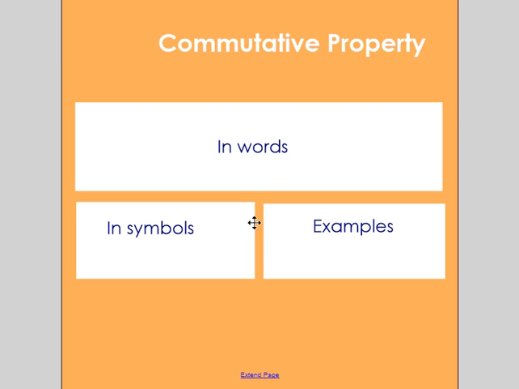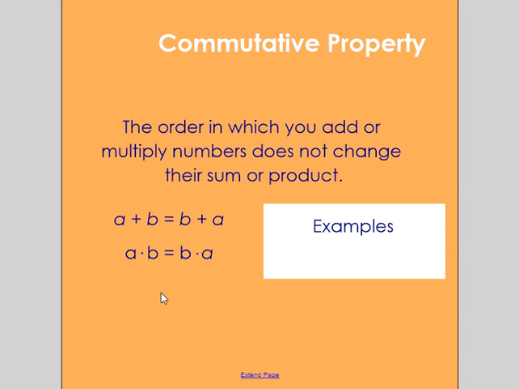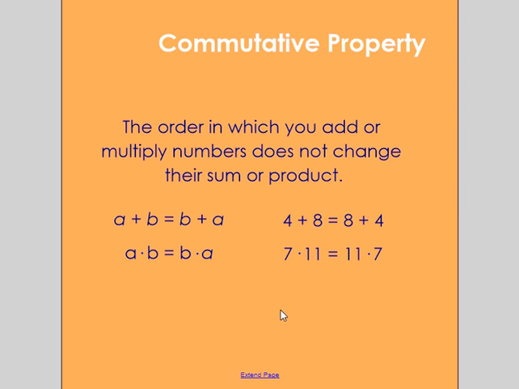The first section is the commutative property. So in words, the order in which you add or multiply numbers does not change their sum or product. In symbols, a plus b equals b plus a. I can switch the order of my letters, and it's still perfectly fine. I can do it with multiplication also. This is a property that works for addition and multiplication. And this is what it looks like with real numbers.